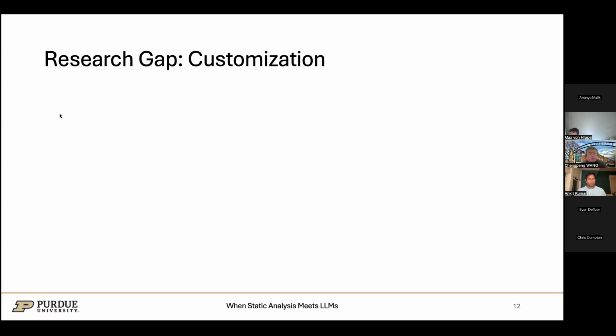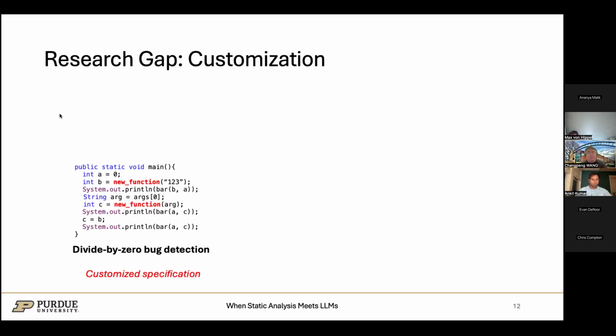And of course, we still need to face the problem of customizability. Let's go back to this example again. This is a divide by zero bug, right? Very typical bug, well-defined bug. But when we analyze real-world programs, we actually need to face different kinds of third-party libraries.